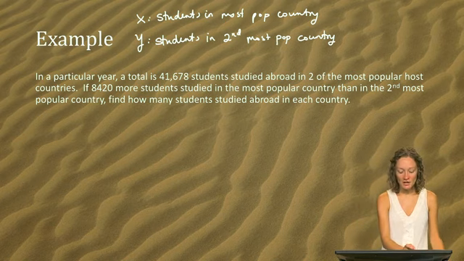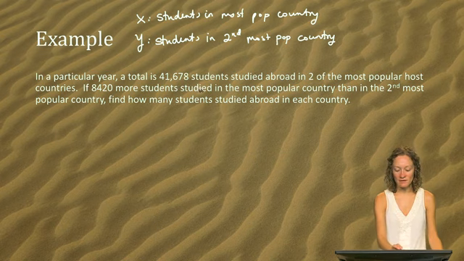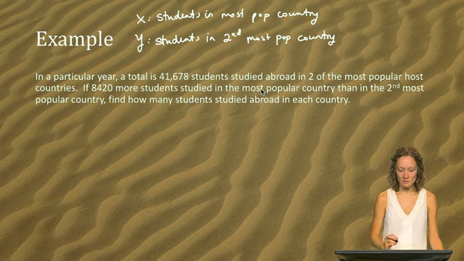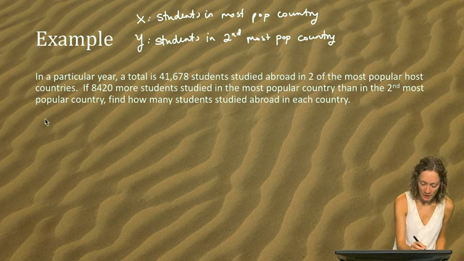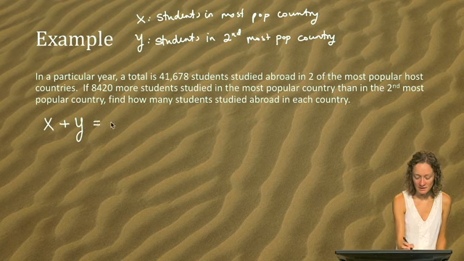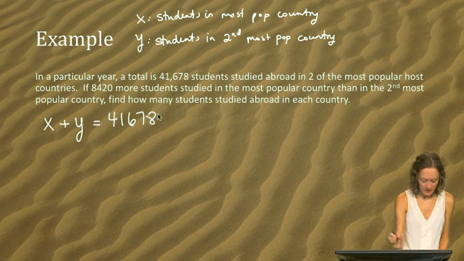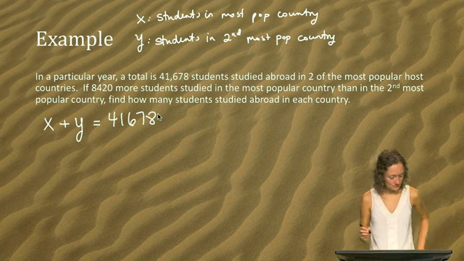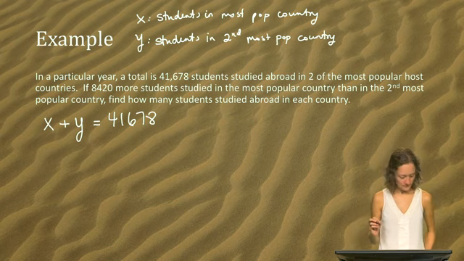In a particular year, a total of 41,678 students studied abroad in the 2 most popular countries. So how can we translate that? A total of them means addition. There were this many students in the most popular and this many students in the second most popular for a total of 41,678.